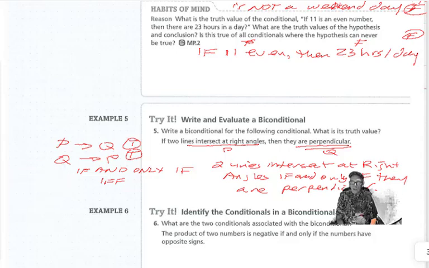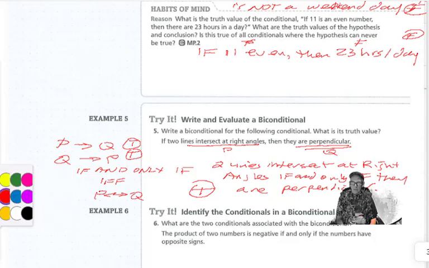So the notation that goes with this is P double arrow Q. This means both orders work. If P then Q works, and if Q then P works. And what's the truth value? This is always going to be true. Perpendicular lines make right angles. If two lines hit and make a right angle, then they're going to be perpendicular. So it does work both ways.